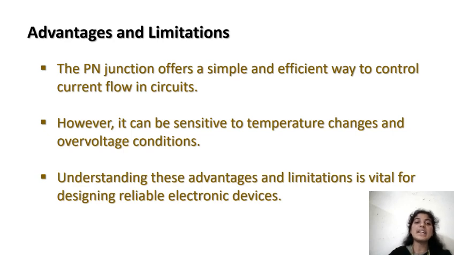Advantages and limitations. The PN junction offers a simple and efficient way to control current flow in circuits. However, it can be sensitive to temperature changes and overvoltage conditions. Understanding these advantages and limitations is vital for designing reliable electronic devices.